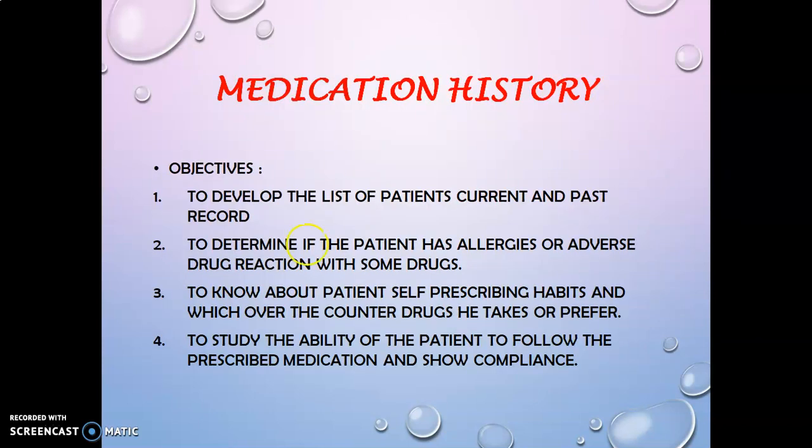Medication history. The objective of medication history is to develop a list of the patient's current and past records, to determine if the patient has any allergies or adverse drug reactions with some drug, to know about the patient's self-prescribing habits and which over-the-counter drugs he takes or prefers, and to study the ability of the patient to follow the prescribed medication and so the compliance.